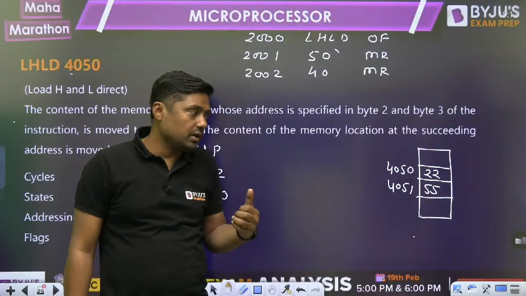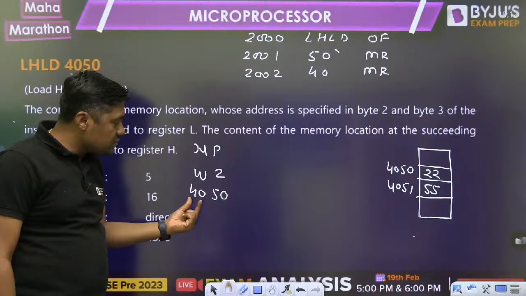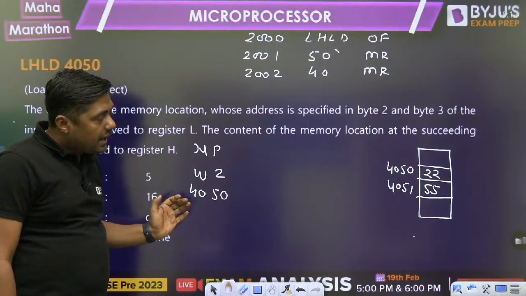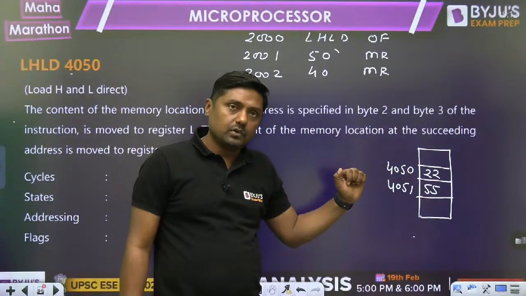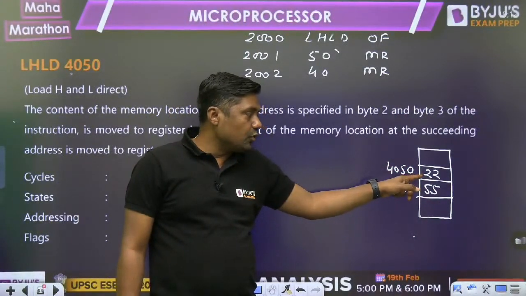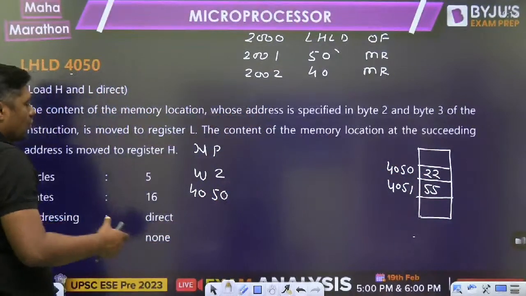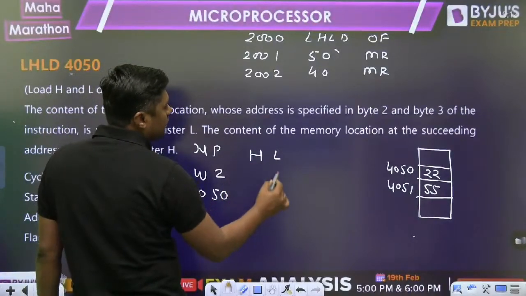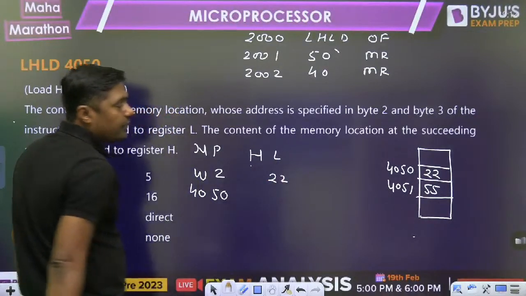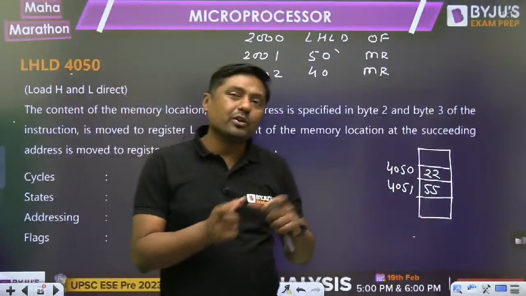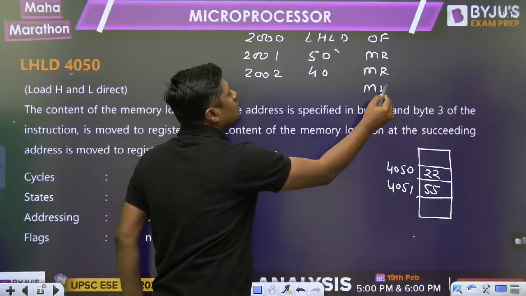What is the work actually? After that, the microprocessor will load the address bus with this address 4050, and again it will communicate with the memory. And what is the data in 4050? 22. Now it will read the memory, and 22 is stored in the lower of HL. This is called high, this is called low, it is stored here: 22. Now what is this memory read? This is called the fourth machine cycle. Again it is a memory read, the fourth machine cycle.